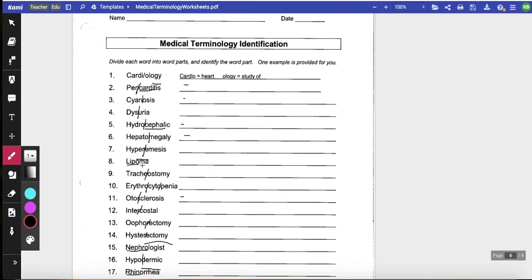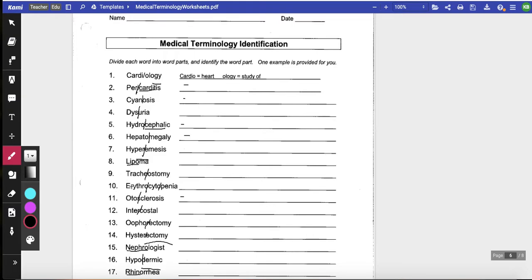Lipoma. If you watch Dr. Pimple Popper, she deals with these a lot. Lipo meaning fat, oma meaning tumor. It's an overgrowth of fat cells that create a tumor inside of your body. Tracheostomy. Trache meaning trachea, ostomy meaning surgical opening. This is typically done if we can't get an airway open through intubation because there's something blocking the airway, and so we have to make a small surgical opening in the trachea, and then we would put in a tube to allow that person to breathe.